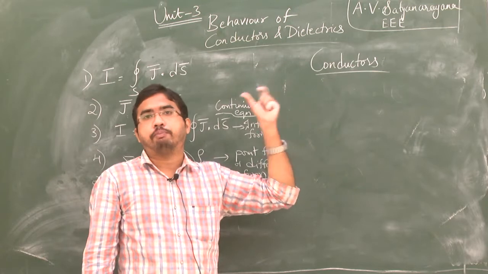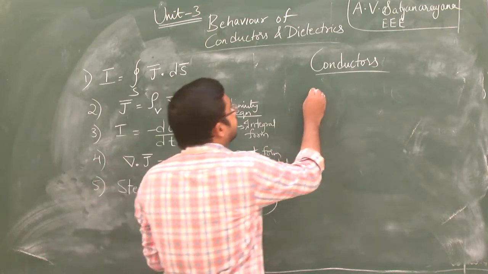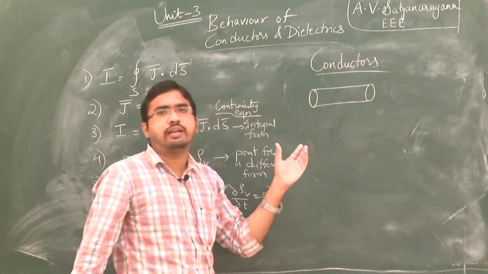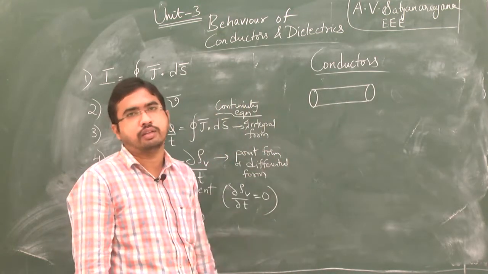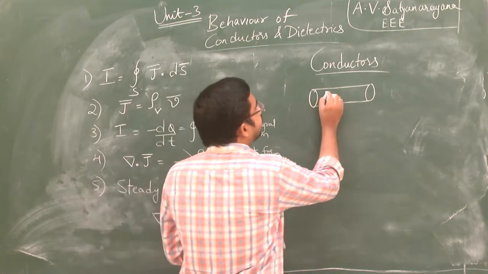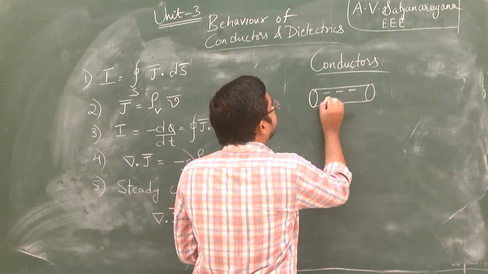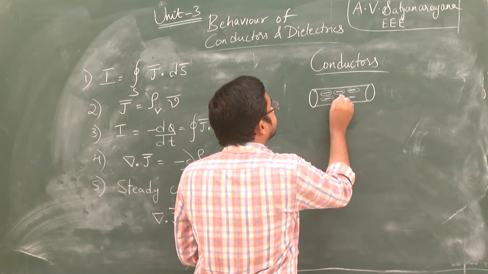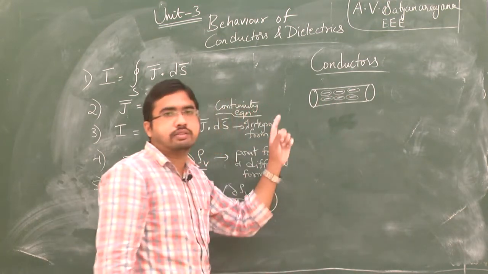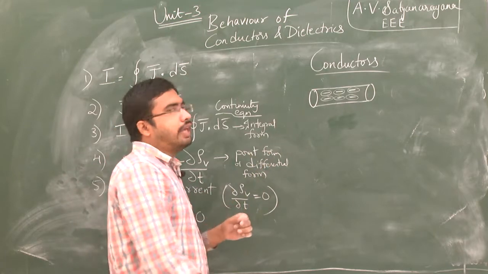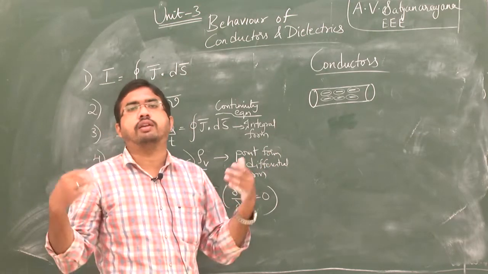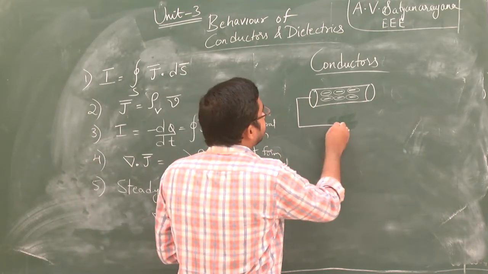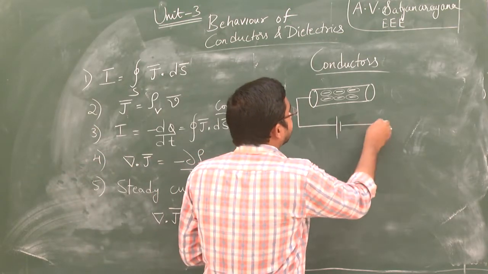See, I am taking a conductor like this, some conducting material like copper or aluminum or anything. If I am taking a conductor, there will be a number of free electrons available in this conductor. Now they will not move until you give some electric voltage or potential. Suppose you apply some electric voltage or potential.